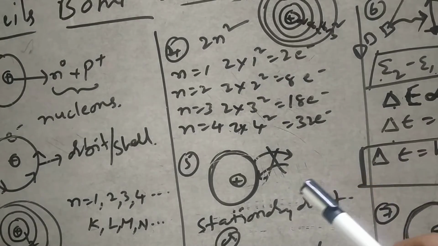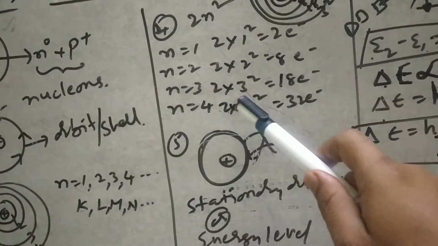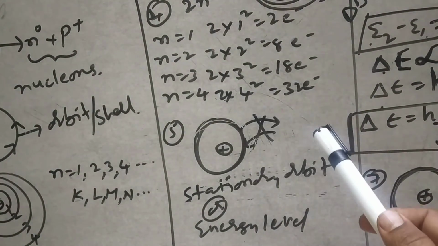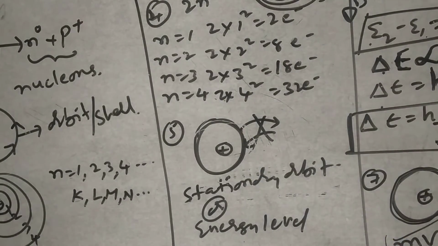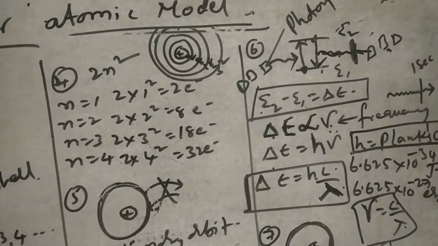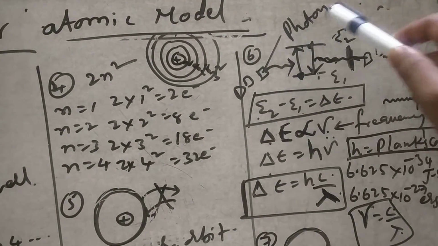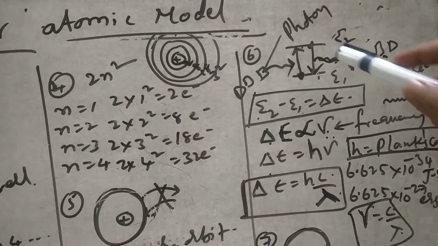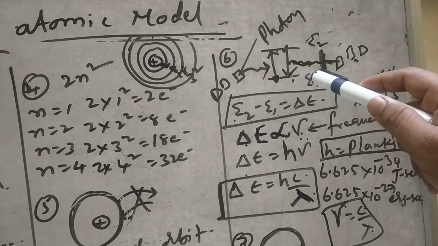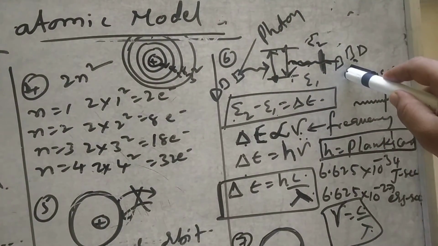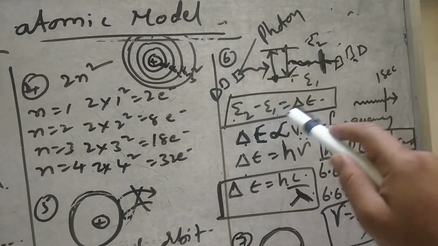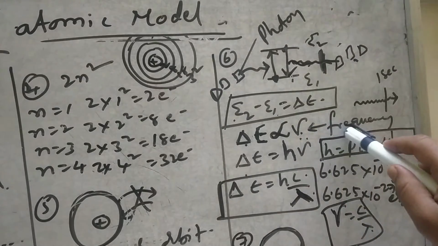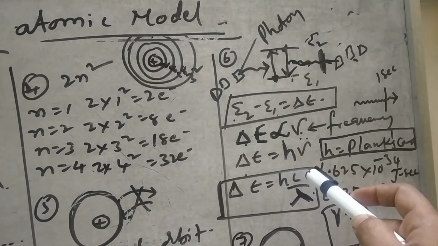Next point, as long as electrons revolve around the nucleus, they neither lose nor gain energy. These orbits are called stationary orbits, stationary shells or energy levels. Next, when an electron jumps from a lower level to a higher level, energy is absorbed. When an electron jumps from a higher level to a lower level, energy is released in the form of energy packets. That is, E2 minus E1 equals delta E. Delta E is directly proportional to nu, where nu is frequency. Delta E equals h nu.